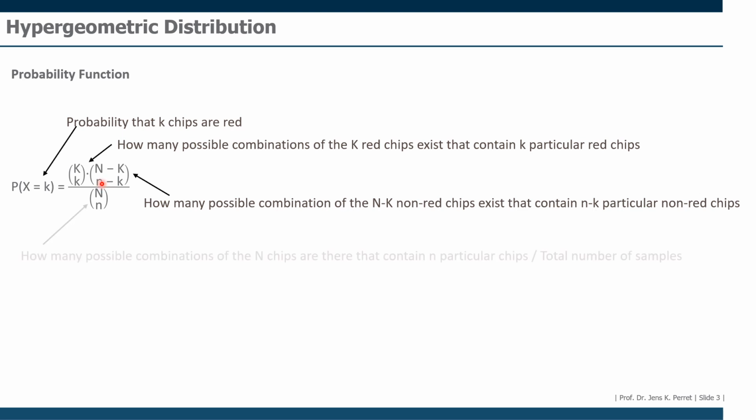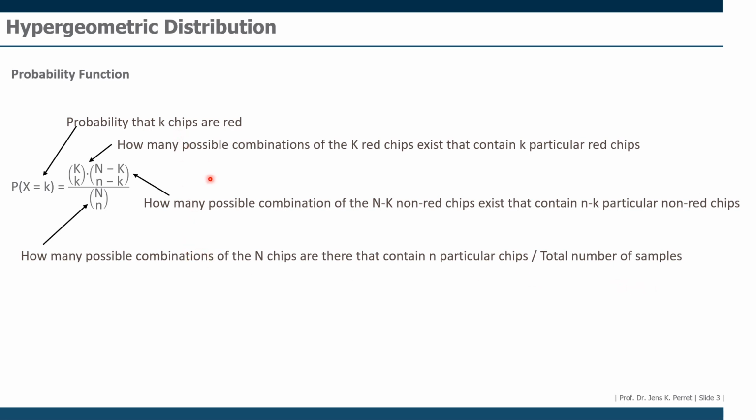And we divide all of this by this N over n, how many possible combinations of n chips, so of all N chips, that contain small n particular chips exist. However, this can much easier be imagined as the total number of possible samples.